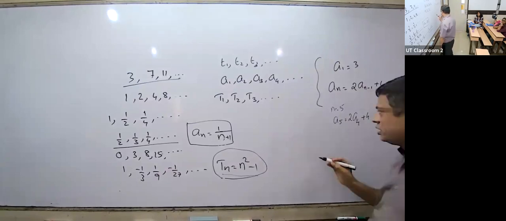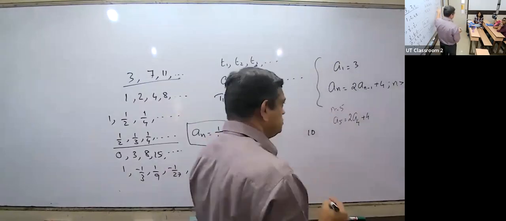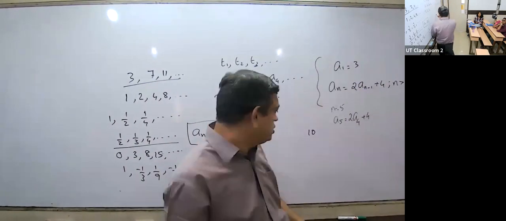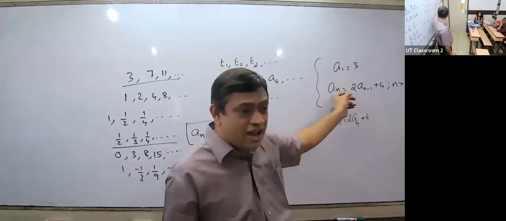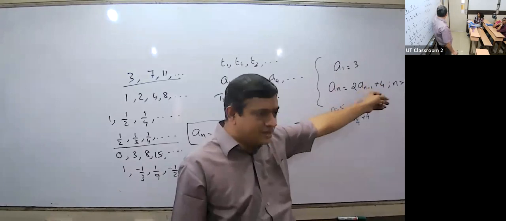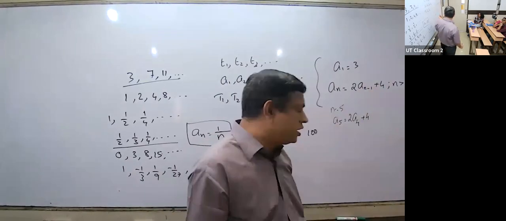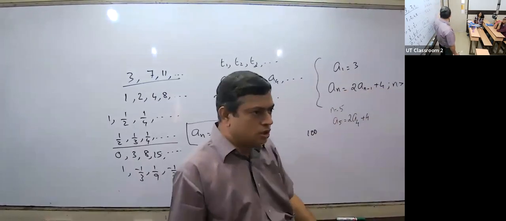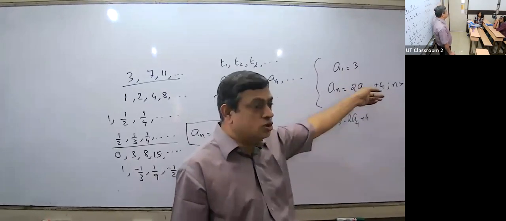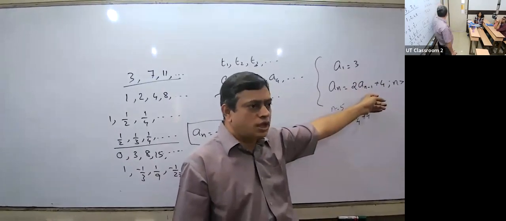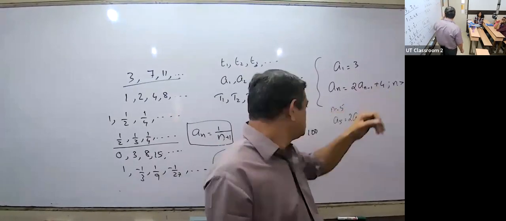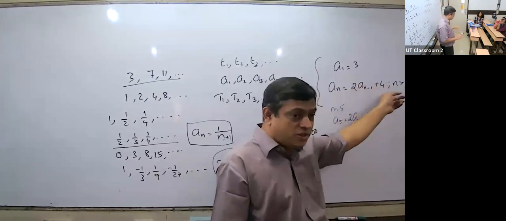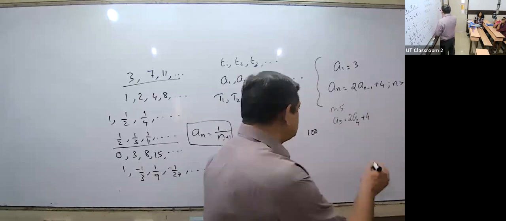If I put n is equal to 10, what will you get? A10 is equal to 2A9 plus 4. If n is equal to 100, what will you get? A100 is equal to 2A99 plus 4. Are you following? If n is equal to 2, you replace n with 2 there. A2 is equal to 2 into A2 minus 1, what is 2 minus 1? A1 plus 4. If n is equal to 7, substitute. A7 is equal to 2 into A6 plus 4. Are you following? Now, this is not the final answer.